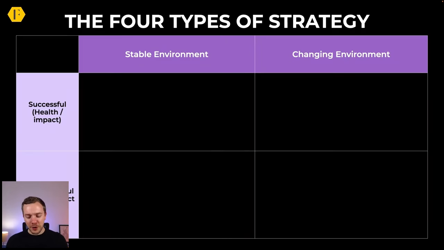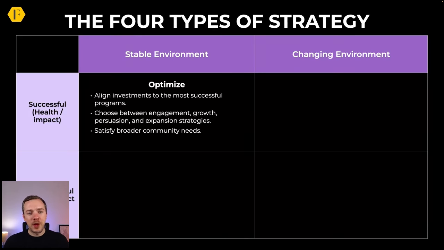And I think the vast majority of organizations I've worked with don't usually know what type of strategy they're pursuing. And the type of strategy depends on two things. We talked about these already. Is the community successful or not? Are the metrics at the results layer heading in the right direction or not? And then is the environment, what's happening in the organization and the macro environment, stable or not? So if your community is successful and in a stable environment, then you can focus on optimizing what you're doing.